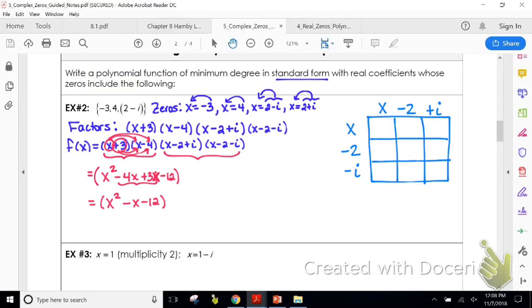So for this first box right here, the top left, we're going to take x times x, which is x squared. Now I'm going to go across. So next to the right of that, I'm going to have x times -2, which is -2x. And then next to it, I'm going to have x times i, which is xi, okay.